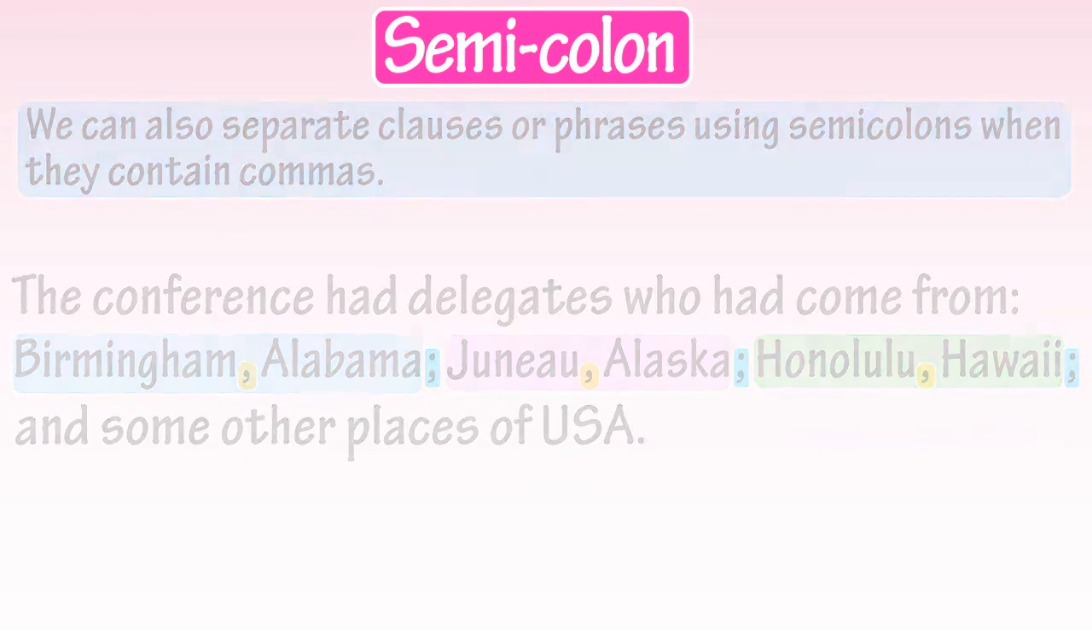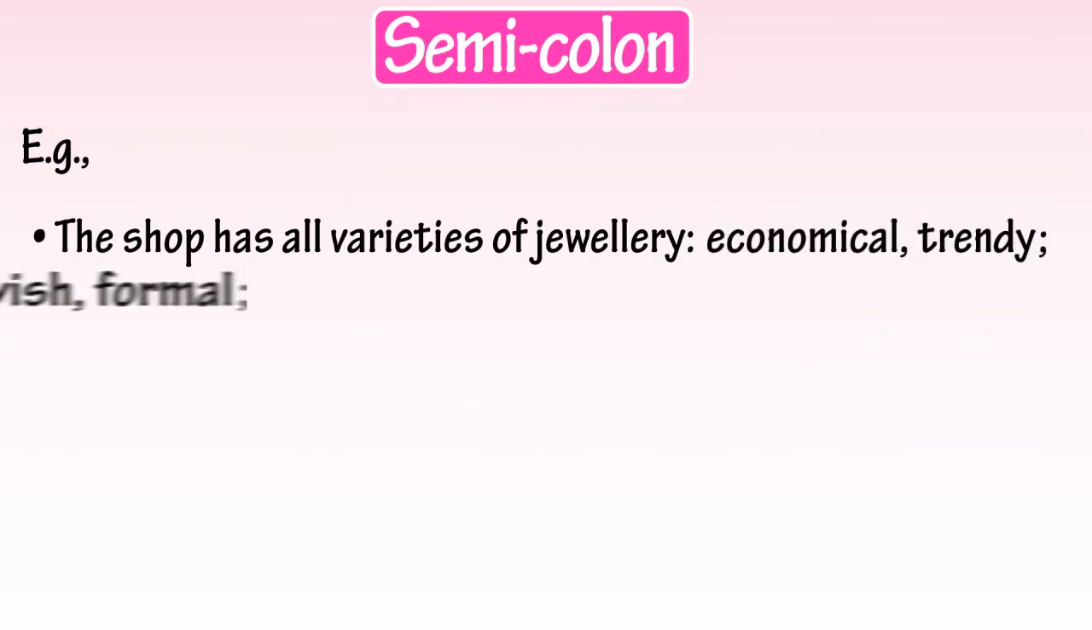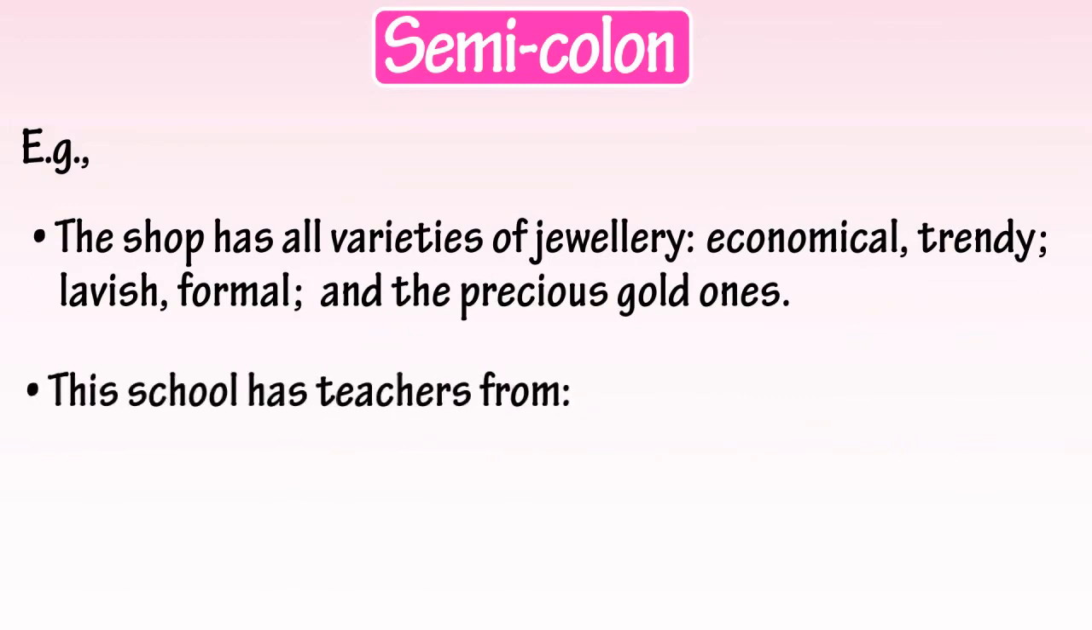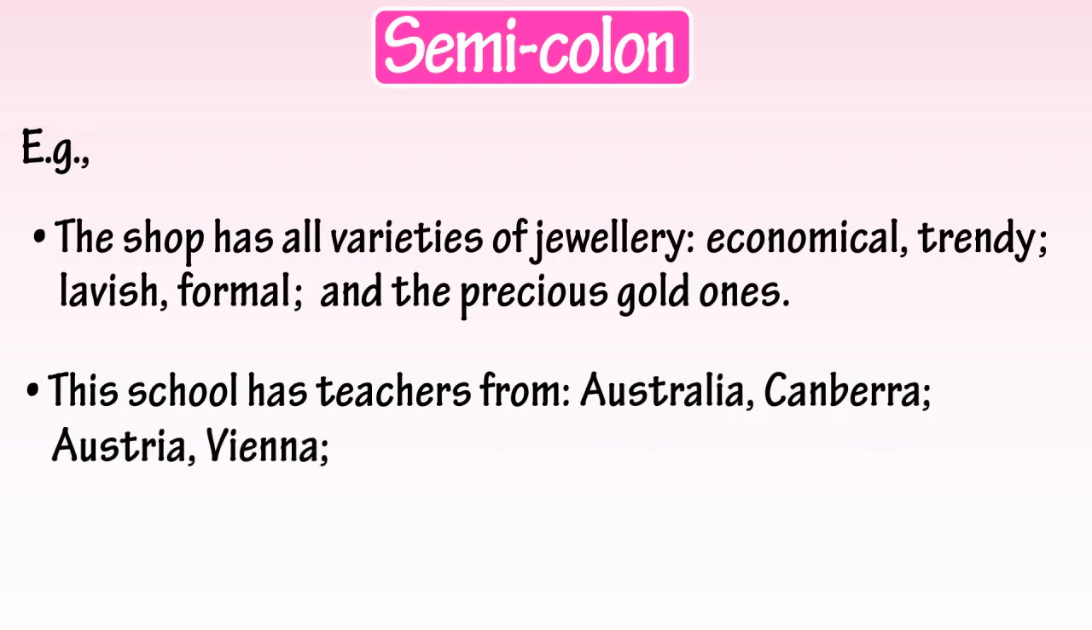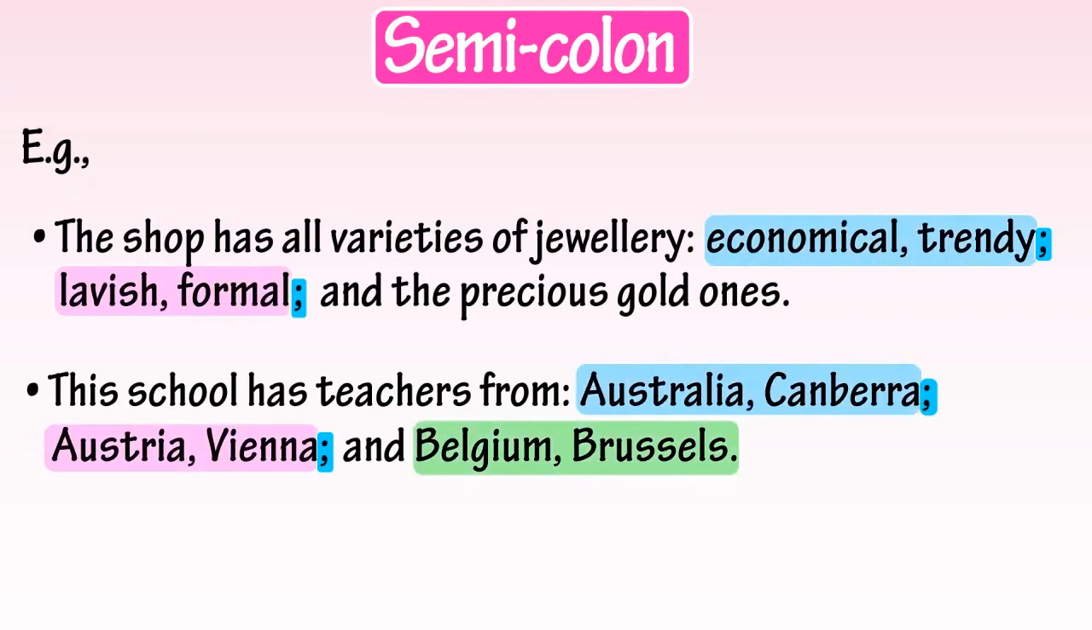Let's have more such examples. The shop has all varieties of jewelry: economical, trendy; lavish, formal; and the precious gold ones. This school has teachers from Australia, Canberra; Austria, Vienna; and Belgium, Brussels. So, here you can notice that we have used semicolons to separate the phrases that contain commas. So we learned a lot of ways we use semicolons in English language.